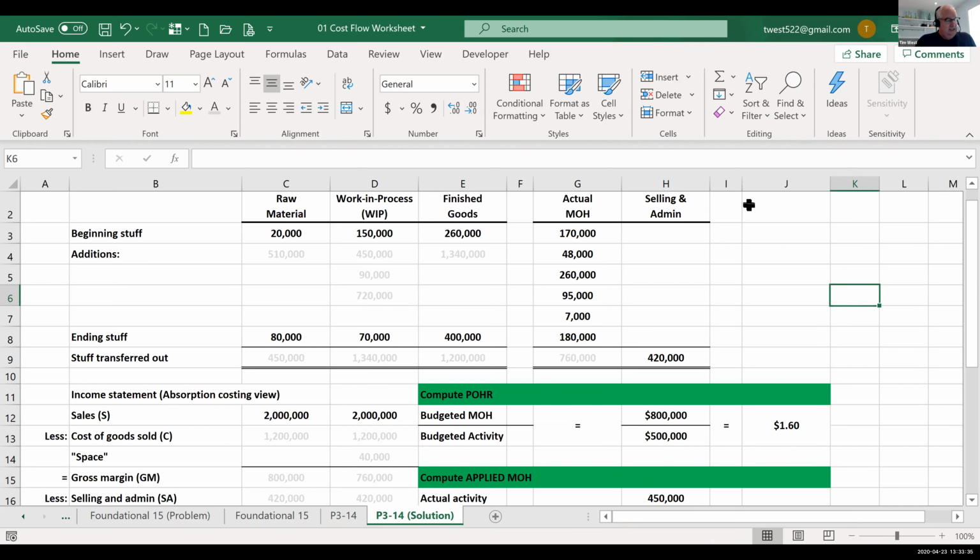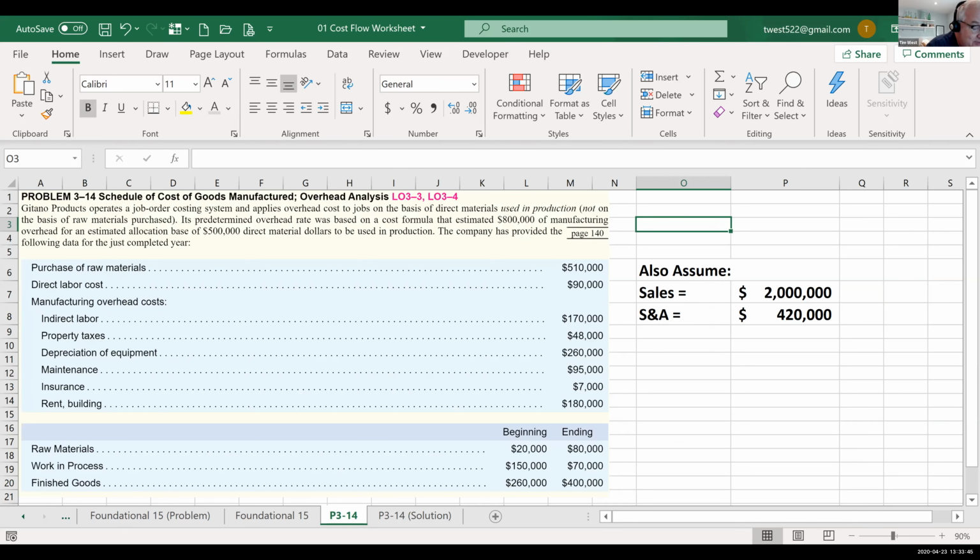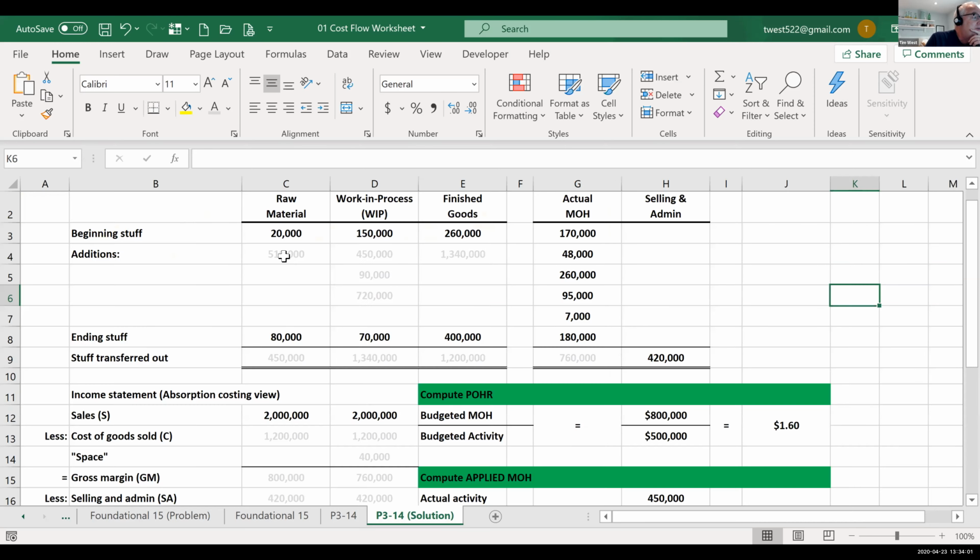So let's take the raw materials real quick. How did I get the additions to raw materials? Those are our raw materials purchases. Yep. So that's the key for that. You immediately start looking for purchases. In this case, he's got 510. So we drop that in.